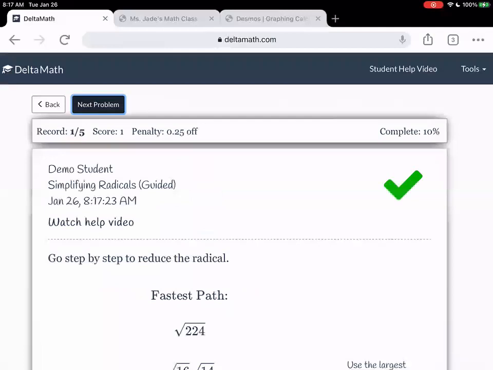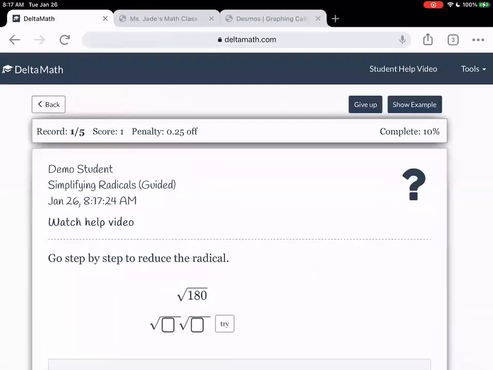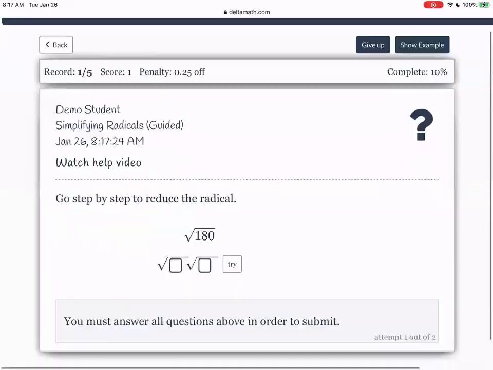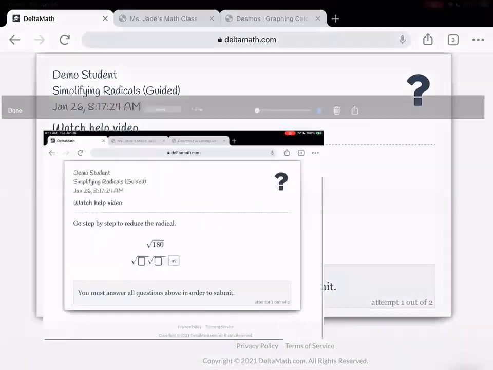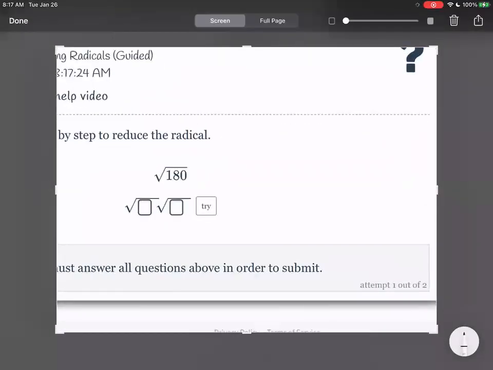Next problem. Oh, did I just... Oh, okay, no, it's fine. I thought I accidentally skipped one. Anyways, go step by step to reduce the radical. Okay, so we can figure out what perfect squares fit into this one.